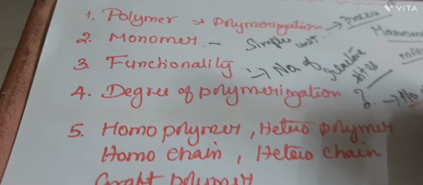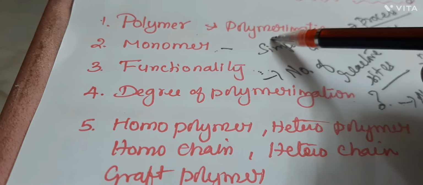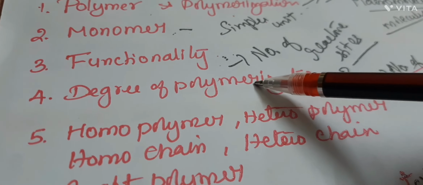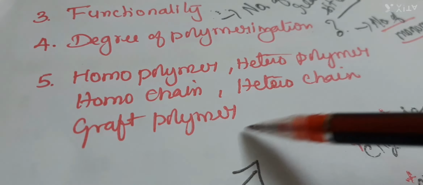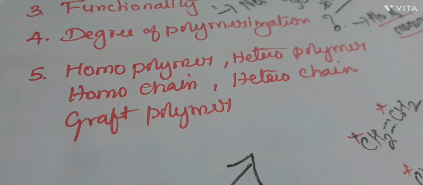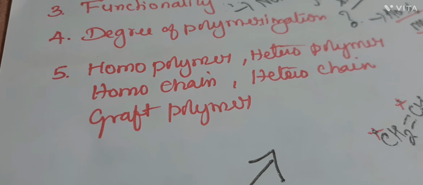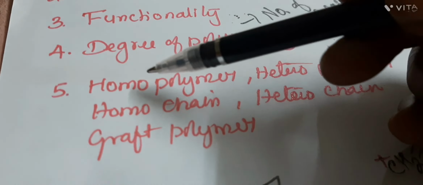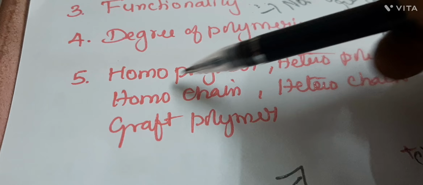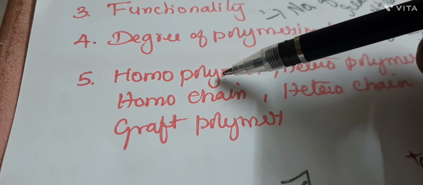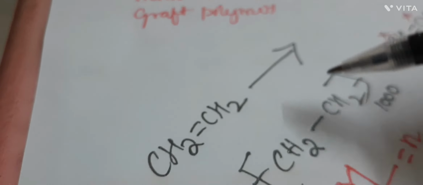So we have seen what is polymer, what is polymerization, what is monomer, what is functionality, and what is degree of polymerization. Let us see the types now: homopolymer, heteropolymer, homochain, heterochain and graft polymer. It's all very simple. From the name itself you can get that homopolymer consists of only one type of monomer. For example, polyethylene, where only ethylene molecule is present.